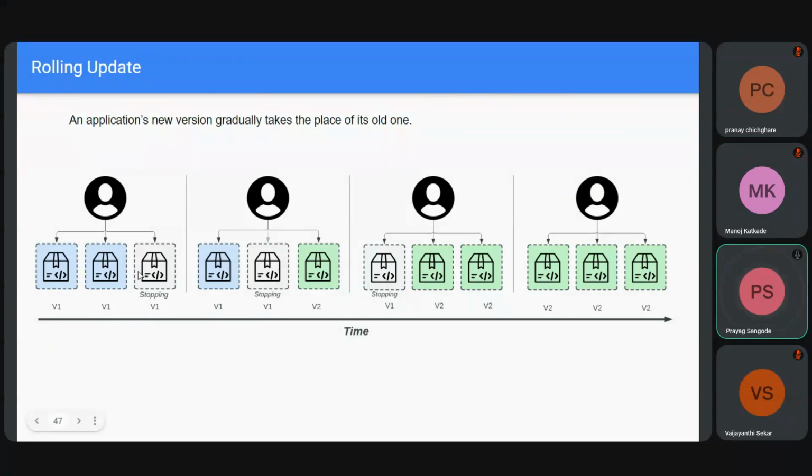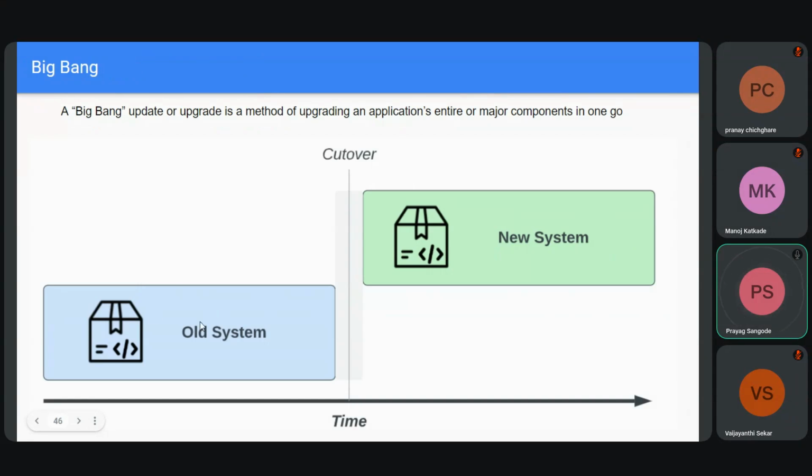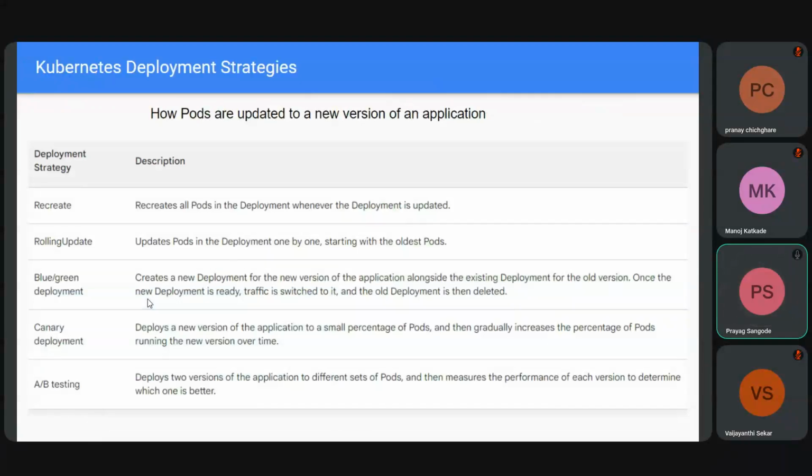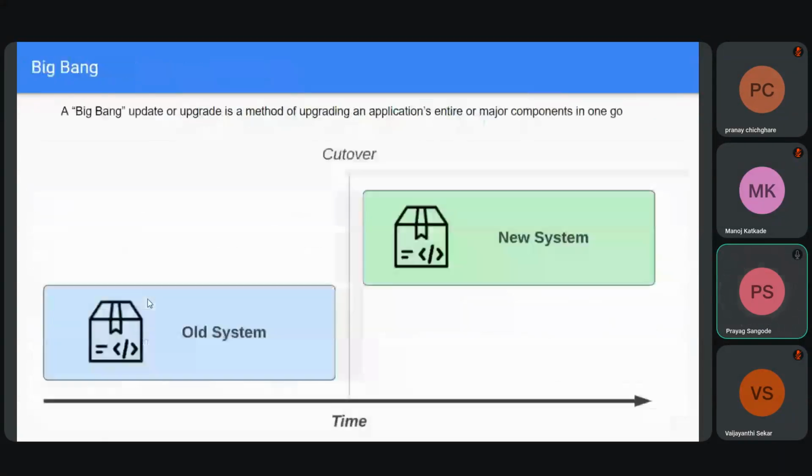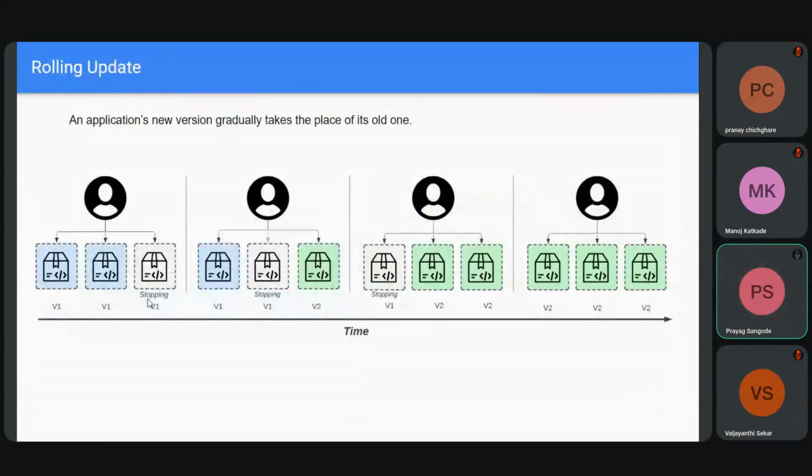Whereas in recreate, it will first delete all the pods. In recreate, it will delete the old pods and then start creating the new ones, and during this there will be a downtime as it is a recreate. Whereas in rolling update, step by step one of the pods will be rolled out. That's why it's called a rolling update.